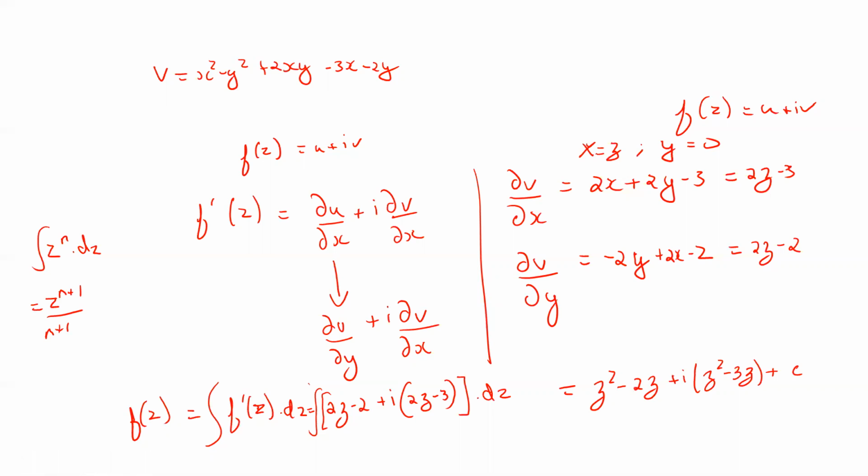This is your answer, the required f of z. So we've constructed f of z using the Milne-Thomson method, given the imaginary part. Similarly, given the real part, you can construct the imaginary part using the same method. If they give the real part or the imaginary part, using the same method and the CR equations, we can construct the complex function like this.